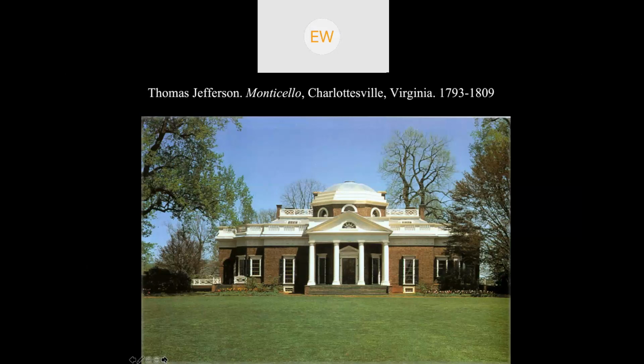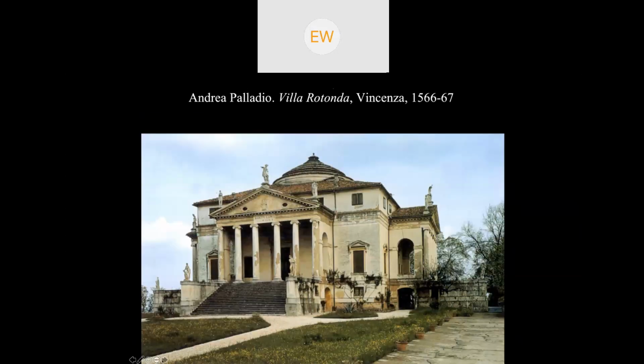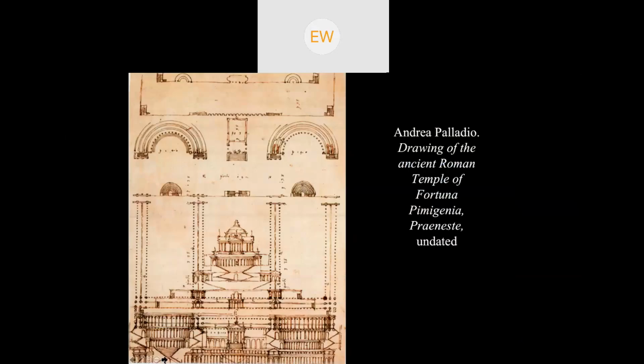This is Thomas Jefferson's home, which he designed, built with slave labor, by the way, but definitely referring to Palladio. He knew about Palladio, he knew about the Pantheon, certainly.